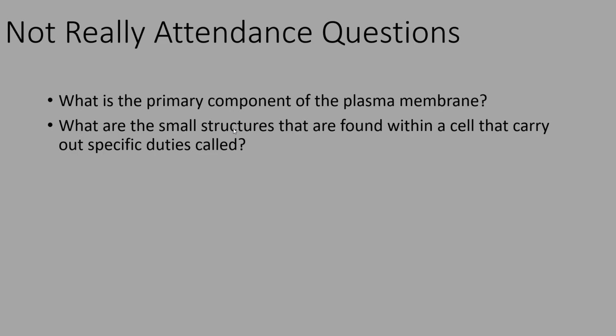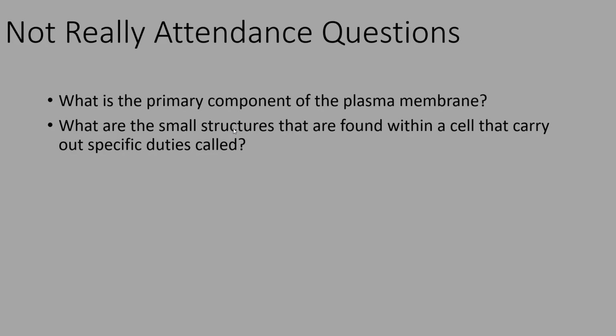And hopefully you've done that. So let's take a look to see what we have here. What is the primary component of the plasma membrane? Well, we've actually asked this as a previous not really attendance question. Hopefully it's easier to answer now. Remember, the primary component of the plasma membrane are phospholipids. We have a phospholipid bilayer, and there are other types of lipids and carbohydrates and proteins, but by far the most abundant component is phospholipids.